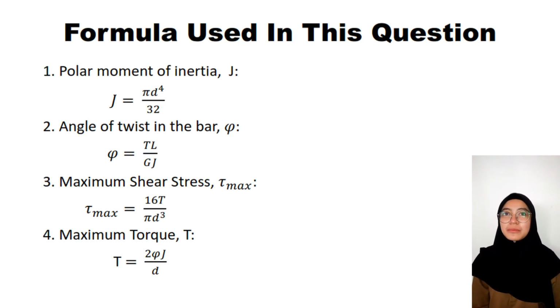First, the polar moment of inertia, J, is equal to pi multiplied by diameter to the power of 4 over 32. Second, use the formula of angle of twist, phi is equal to torque multiplied by length over shear modulus multiplied by polar moment of inertia. Then, to calculate maximum shear stress, tau max is equal to 16 multiplied by torque over pi diameter to the power of 3. Lastly, the maximum torque is equal to 2 pi polar moment over diameter.